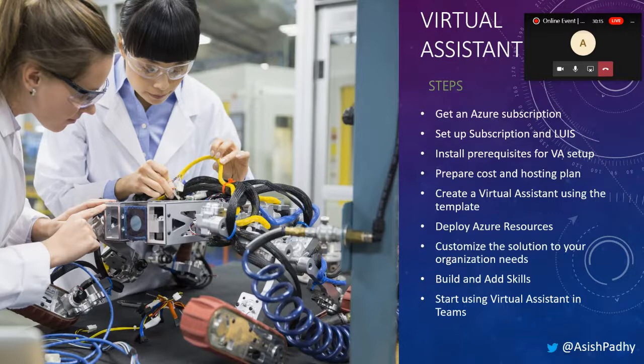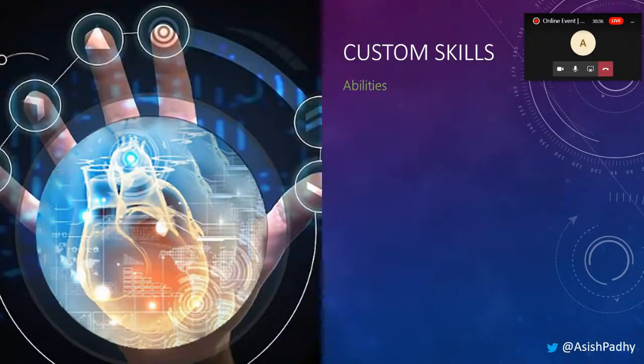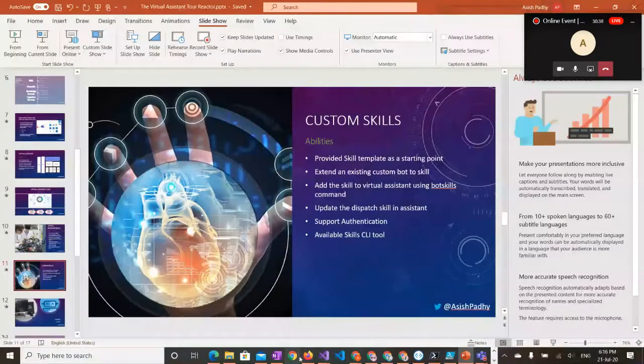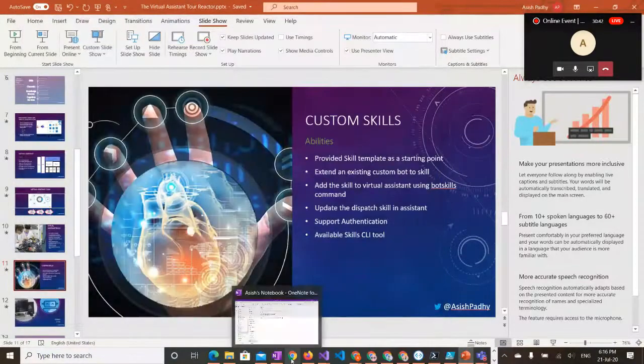Create a virtual assistant using a template, then you deploy the Azure resources, you customize the solution to your organization's needs, you build and add skills, and you start using the virtual assistant with Teams. So these are like 6 or 7 simple steps that you need to do, but there are a lot of things that go into those steps. And okay, so we will jump on to custom skills. Let me just show you guys the site so you are aware of what's happening.